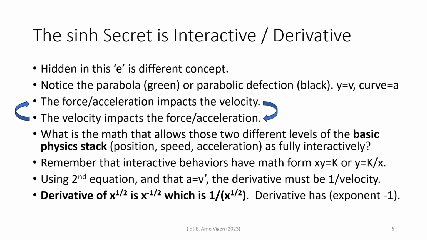So the secret to the hyperbolic sine is that it's interactive and derivative. And so this is the final concept. That green parabola, or the deflection parabola, inverted, the black, is where the force and the acceleration are interactive. As you get closer to that plane, it becomes more repulsive, and then as you are either thrown away or pass through it, it becomes less, but there is some sort of interaction. This is part of the basic physics stacks: position, speed, and acceleration.